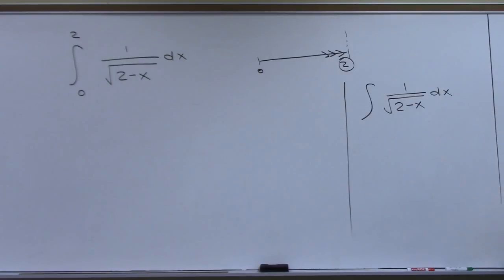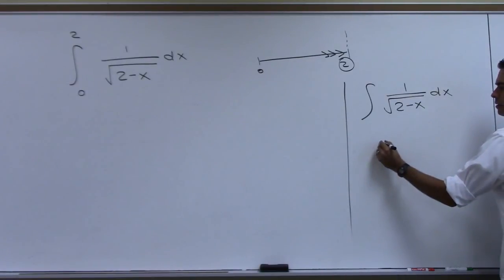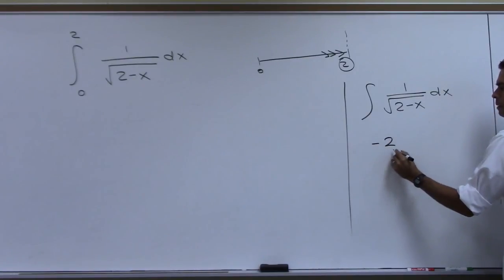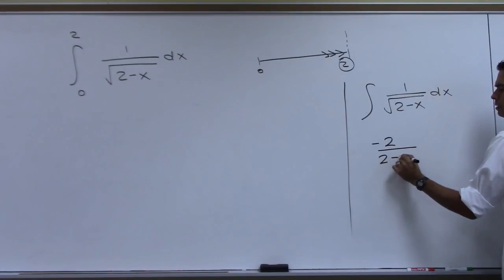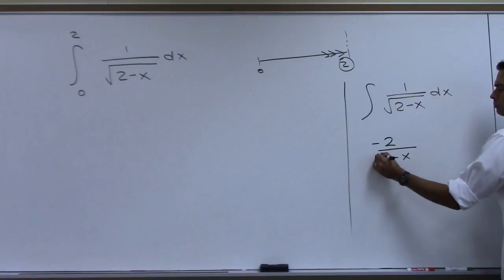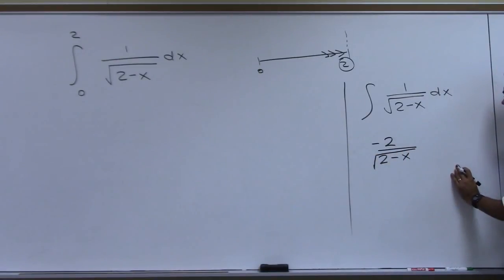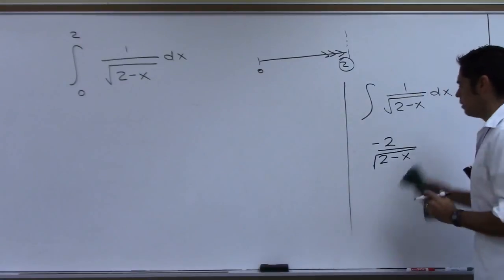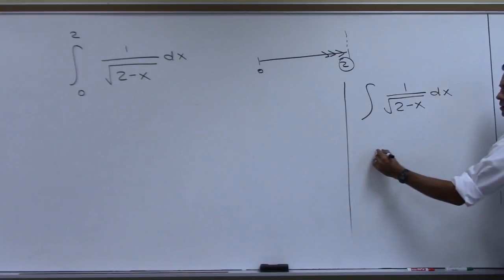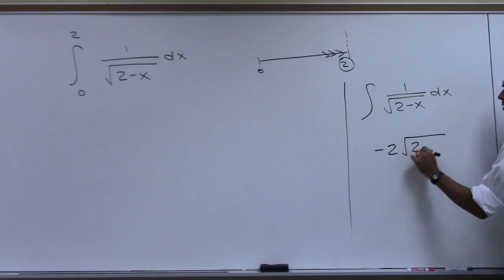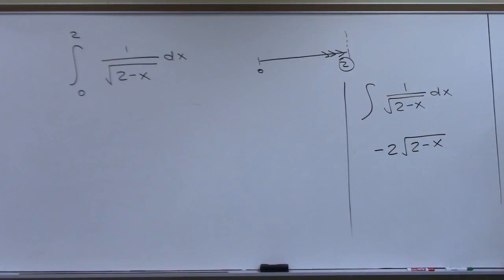Okay. So, who's volunteering this one? Go ahead. All right, what do you got? Negative 2 over 2 minus x, square root. Oh, no, never mind. I agree that there's a root. Negative 2 times the square root. There you go. Okay. All right. Let's see how many agree. It's like half.